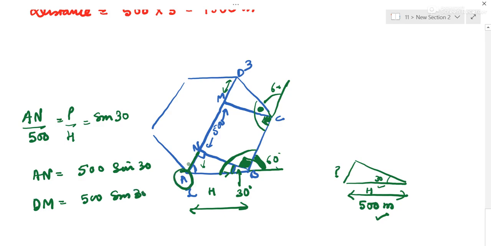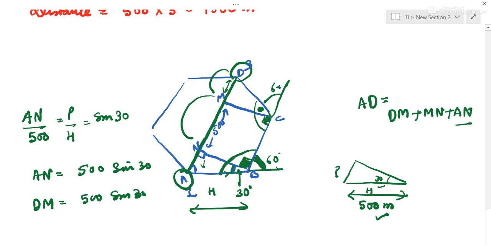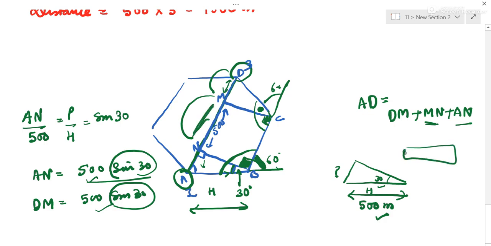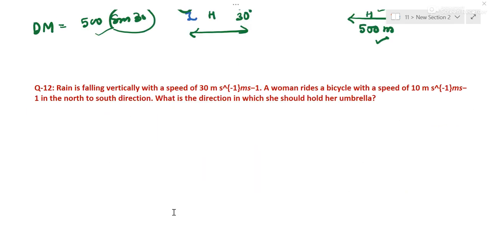So we were supposed to find out A to D. This was the displacement for third turn. AD we were supposed to find out. AD is divided into three parts. DM plus MN, which is 500, plus NA or AN. Now AN I have sine 30, I can substitute as 1 by 2. Sine 30 is 1 by 2. Yeah. So we can add these two, and MN is already 500. This is 500. So you can find out the displacement like this by adding all these three. Let us see the next numerical.